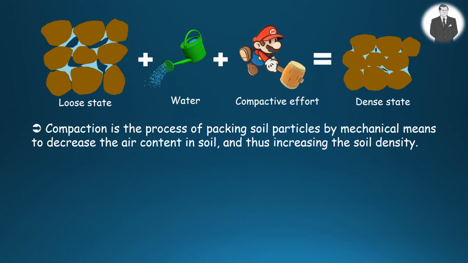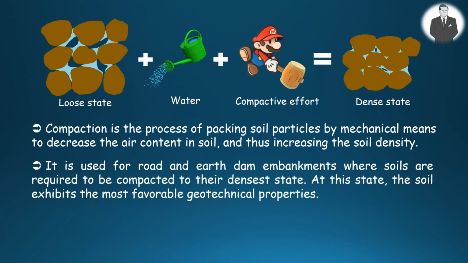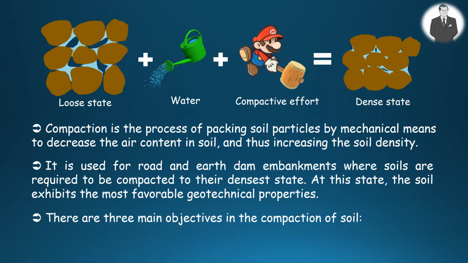Compaction is the method of packing soil particles by mechanical means to lessen the air content in soil and therefore increase the soil density. It is employed for road and earthen embankments, where soils need to be compacted to their densest state. At this stage, the soil reveals the most suitable geotechnical properties.